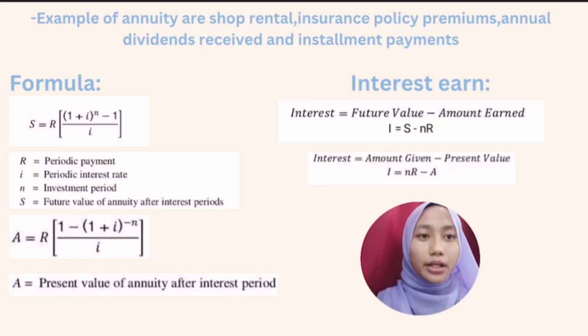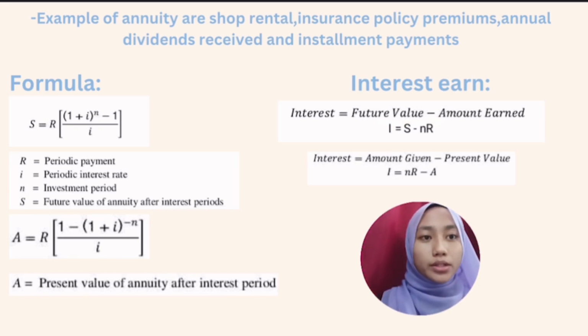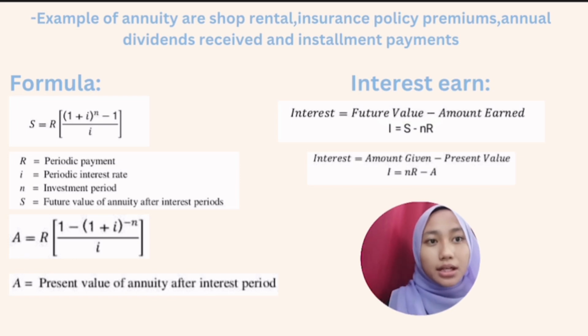Now for annuity. Annuity is a series of payments, deposits, or withdrawals over time. There are three types of annuity. First is ordinary annuity, in which the interest and the payment periods are the same, and payments are made at the end of the period.